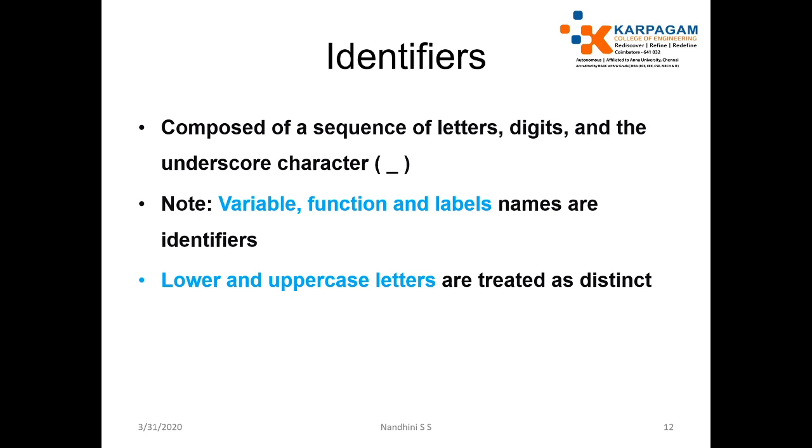First, I start with the identifier. An identifier is used to uniquely identify a memory block. It consists of a sequence of letters, digits, and the underscore character. For example, variable names, function names, and label names are identifiers. In C, lowercase and uppercase letters are treated as distinct. Let's start with an example.